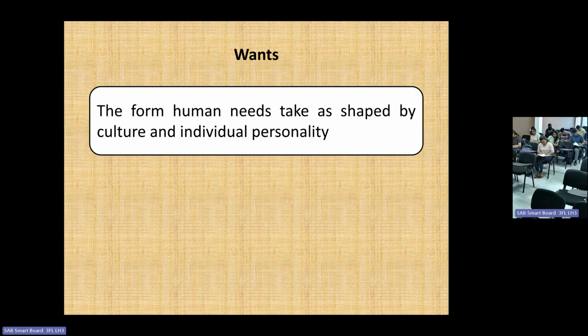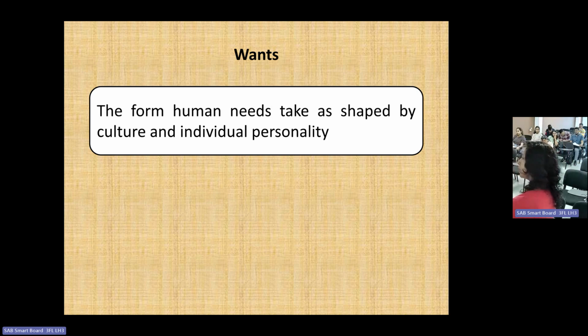Then you can take an example. The need is food. The want is, for example, Sri Lankan rice and curry, which becomes beans, milk, banana for Africans, and fish and chips for Europeans. That's how we say that it's being shaped by the culture.